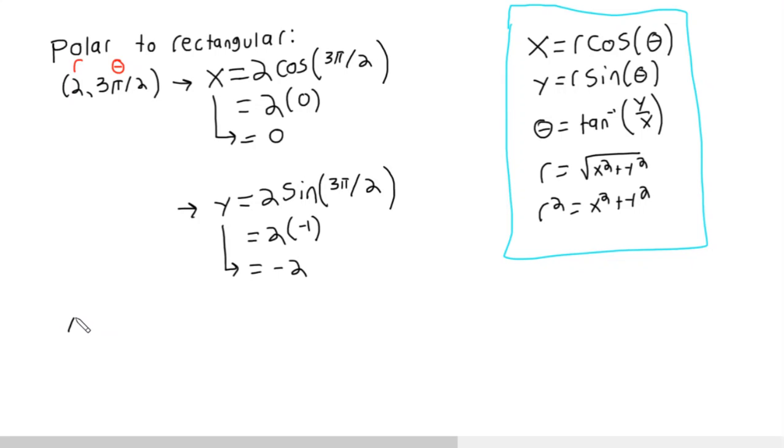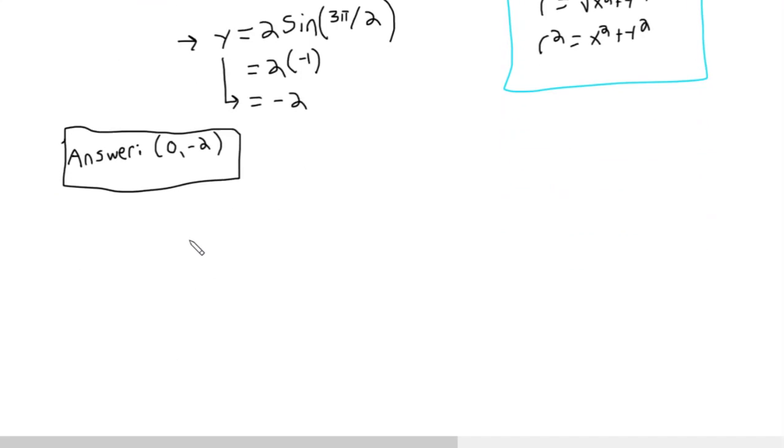So that's our answer. Our answer is 0, comma negative 2. That's the rectangular coordinate of this polar coordinate right here, the same point as this polar point. That's really all it is. So it's pretty simple. Polar to rectangular is a very, very easy process. It's just plug and chug. So let's do another example right here, and then we'll move on.